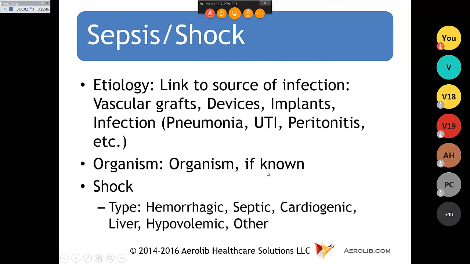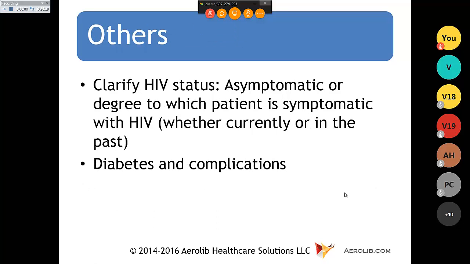Now, when you have cellulitis with sepsis and shock, you need to link the source of the infection. So, are these vascular grafts, devices, implants? What sort of organism do you think? And then what type of shock do you think is happening? Hemorrhagic, septic, cardiogenic? The LMS has a very good presentation on sepsis, the new definitions, the old source criteria. So when you get some time, you can pause this, or once you're done with this presentation, you go on to the sepsis presentation and look at what's needed for full sepsis guideline documentation.